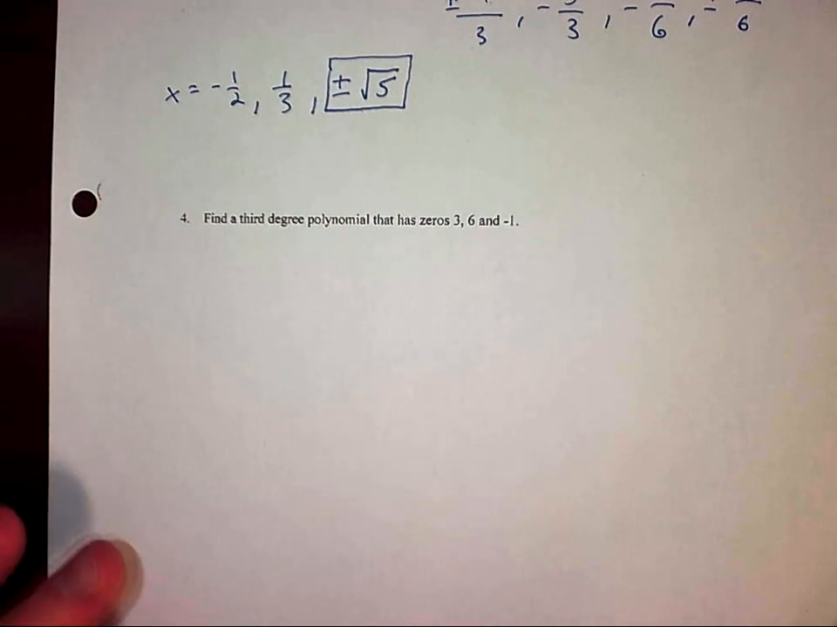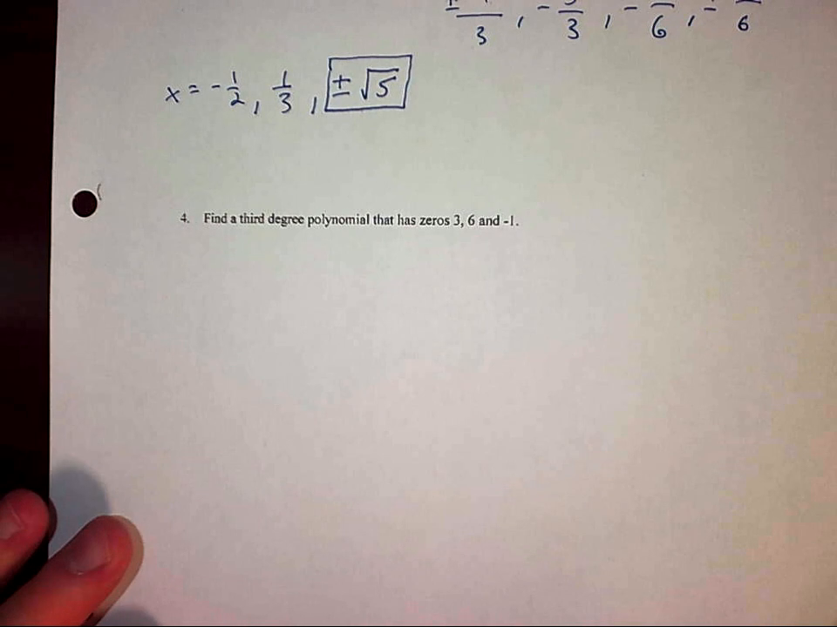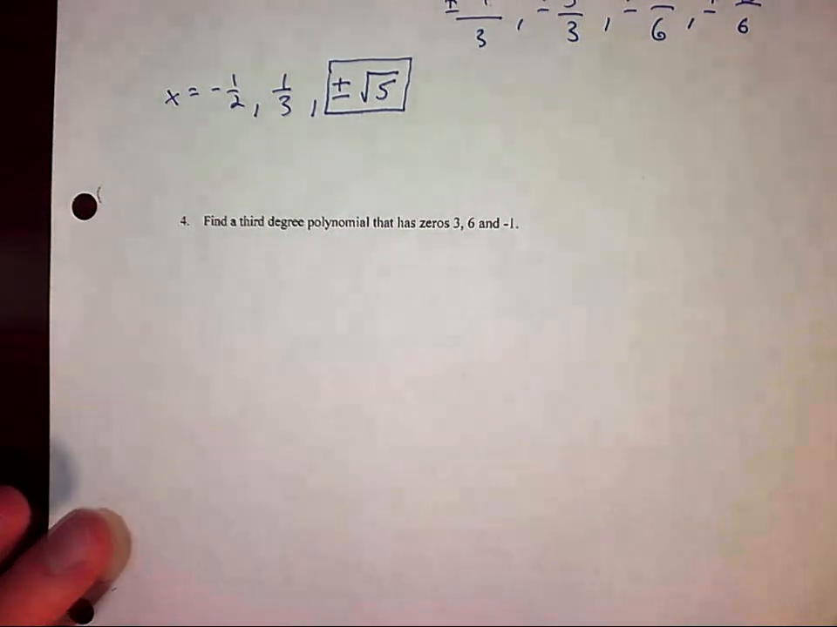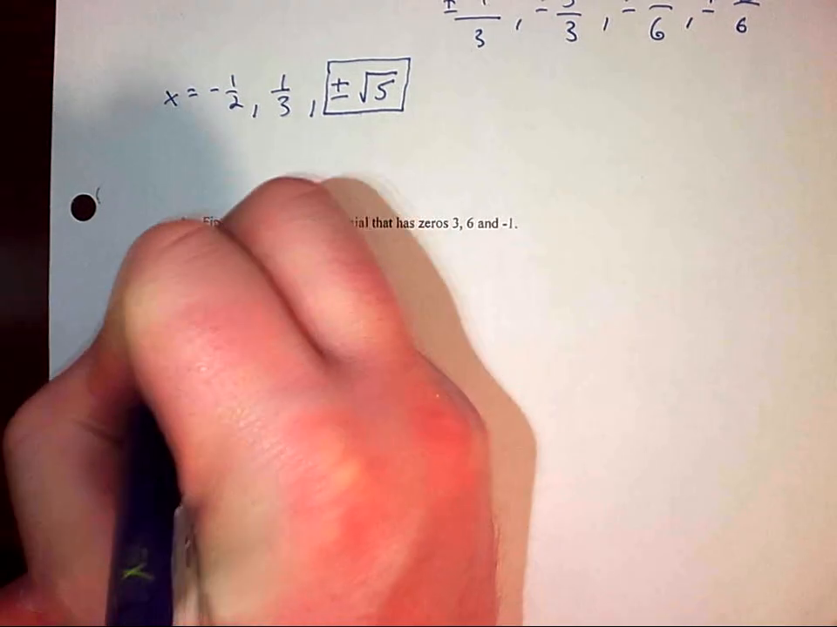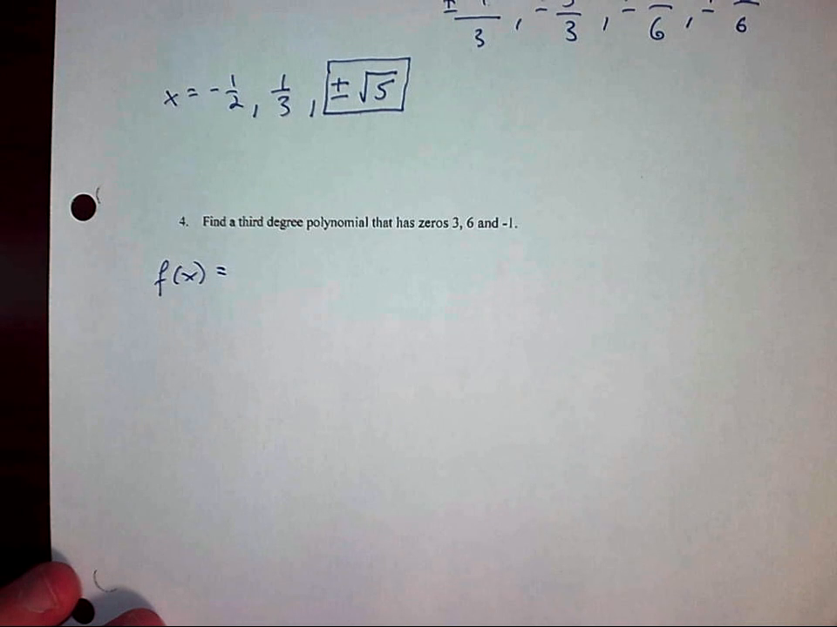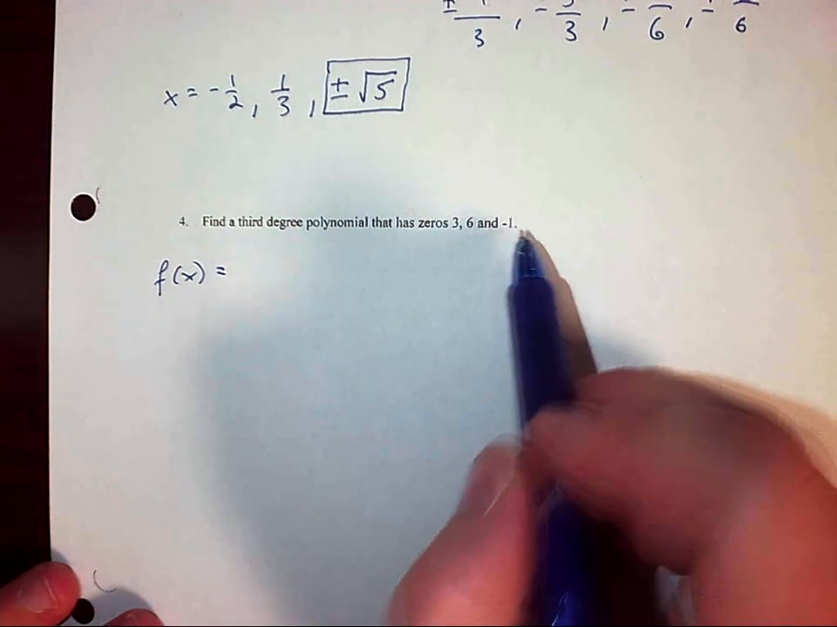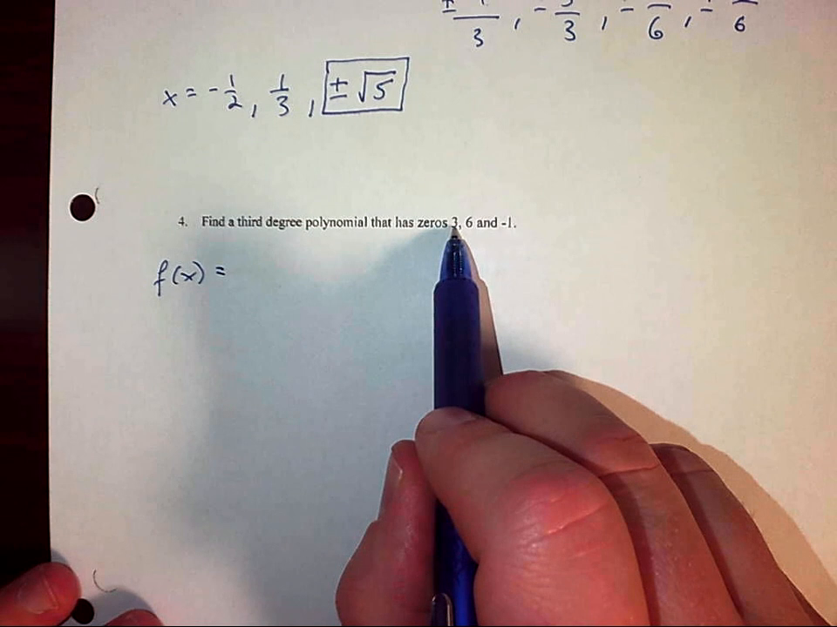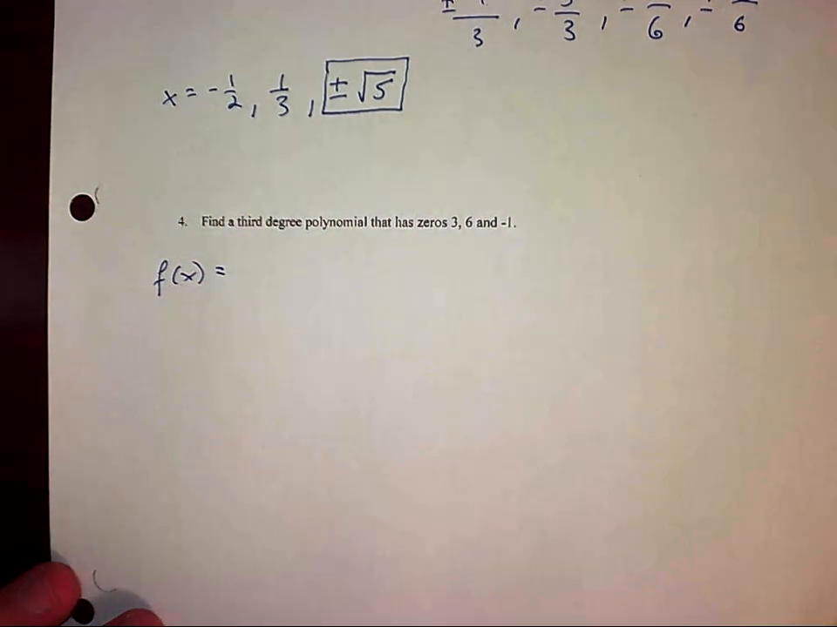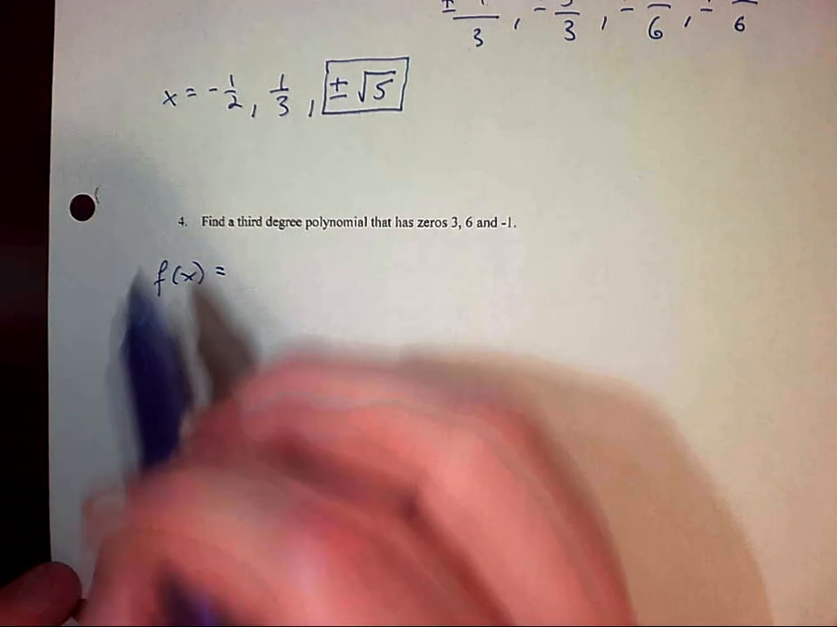Find a third degree polynomial that has zeros 3, 6, and 1. 3, 6, and negative 1, I'm sorry. So the way that we're going to do this here is this. We're trying to find a third degree polynomial that has the zeros 3, 6, and negative 1. Let's think about that. If I want to have the zeros of 3, 6, and negative 1, that means I can plug in 3 and it's going to be equal to 0. I can plug in 6 and it's going to be equal to 0. Or I can plug in negative 1 and it's going to be equal to 0.